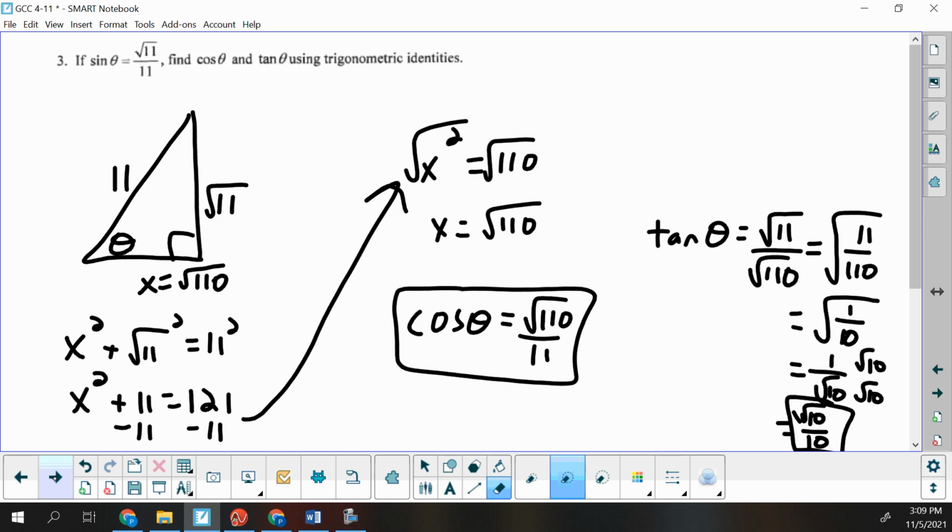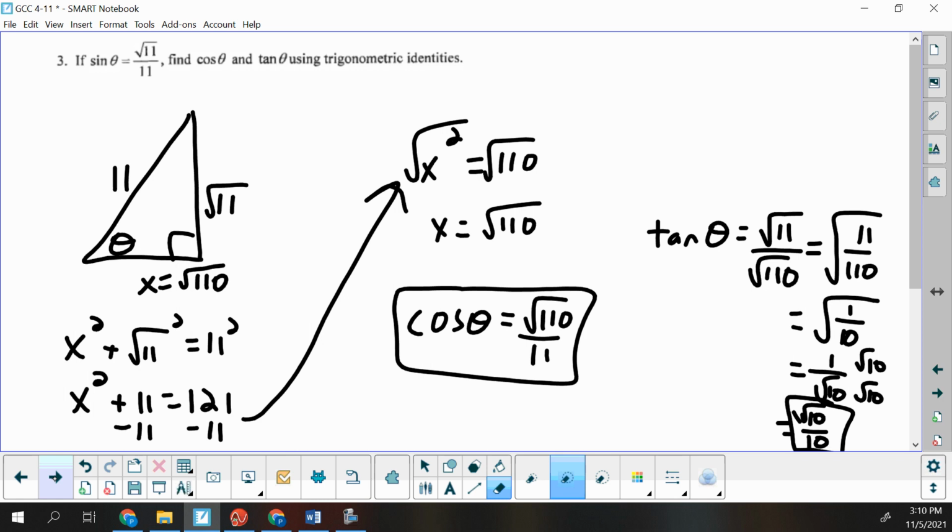Sine is opposite over hypotenuse, so label those two sides when you do Pythagorean theorem. We eventually get square root of 110. If you do a factor tree, that's 2, 5, and 11, so nothing that will simplify for us. So label your third side. Cosine is just adjacent over hypotenuse, square root of 110 all over 11. That one's in good shape.